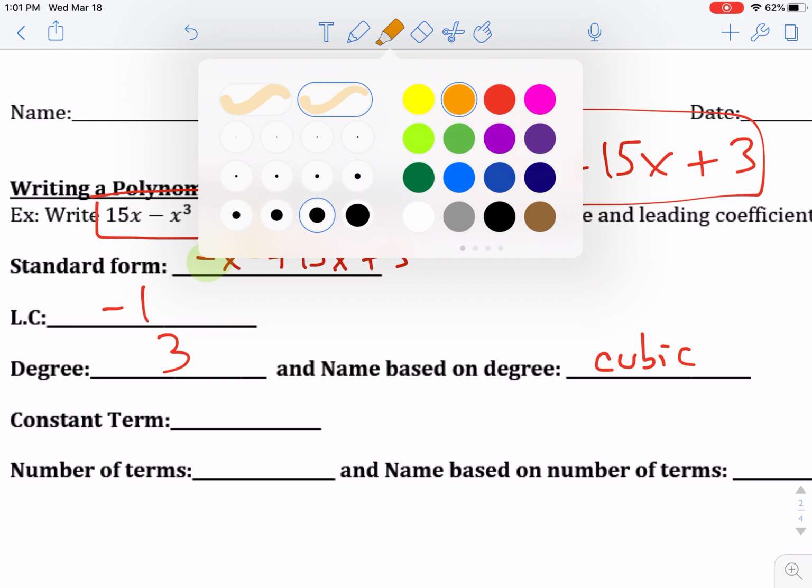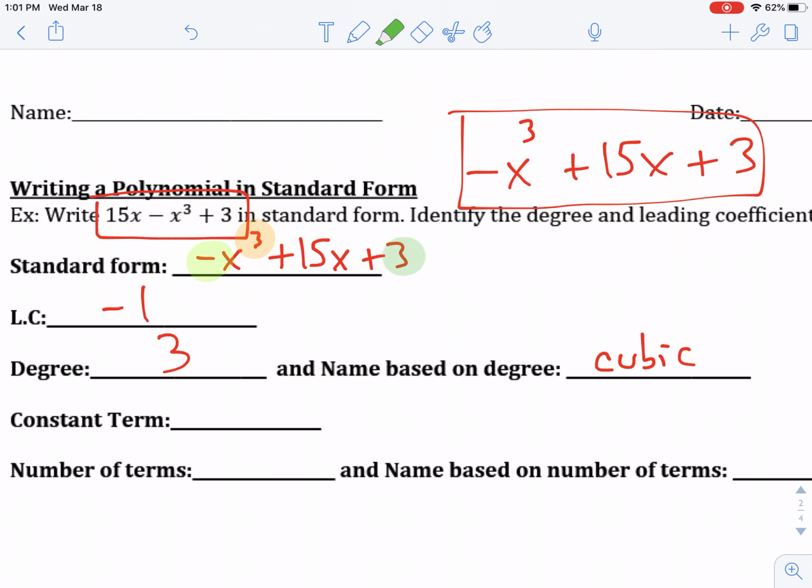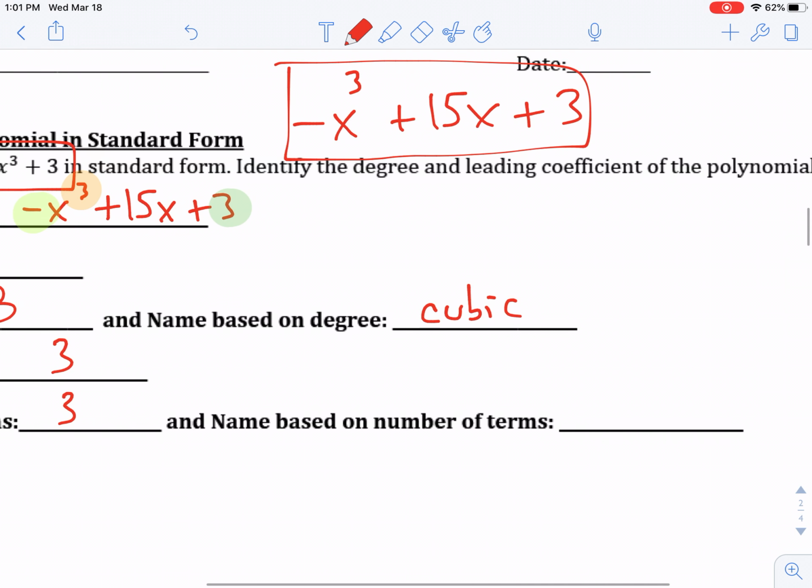The constant term is at the very end. That's the 3. The number of terms, count them up. There's 2 plus signs and a minus sign, which makes 3 terms. The name based on number of terms, a 3-term polynomial is called a trinomial.